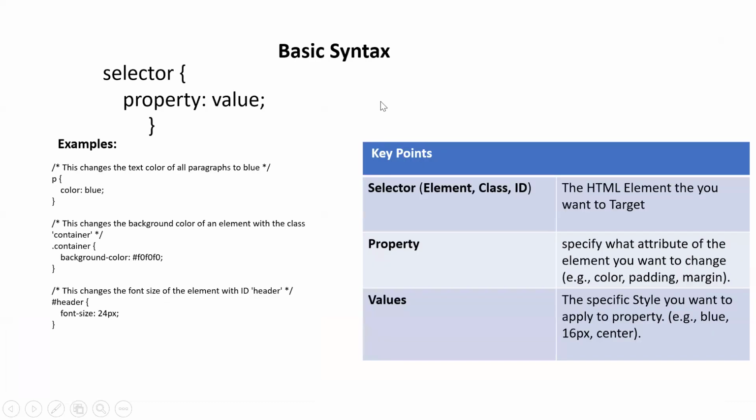So the first topic is basic syntax. We will learn about the basic syntax of CSS. In CSS, any element we work on has three parts. One is selector, second is property, and third is value. So what is the importance of these key points, selector, property and value? We will learn about that.